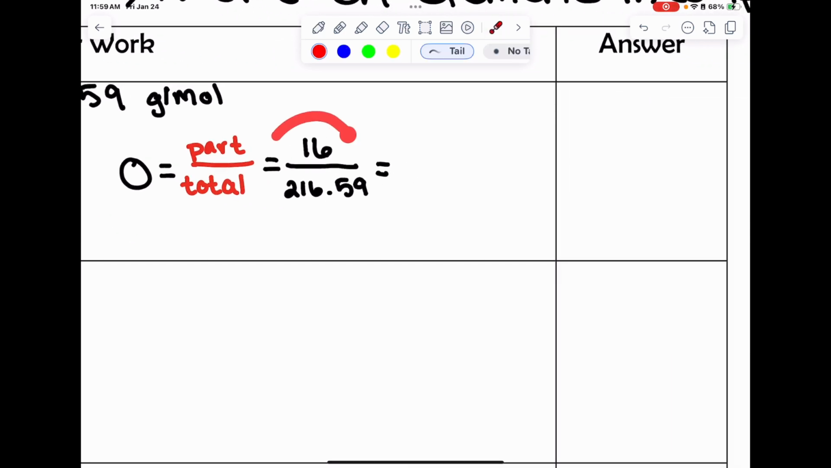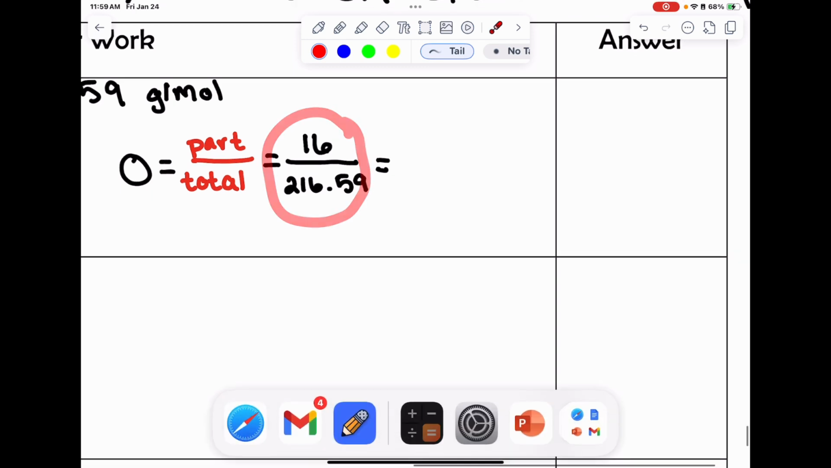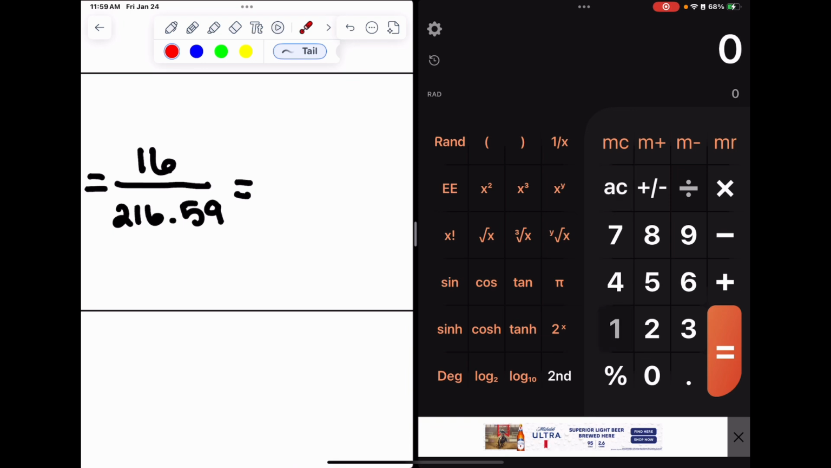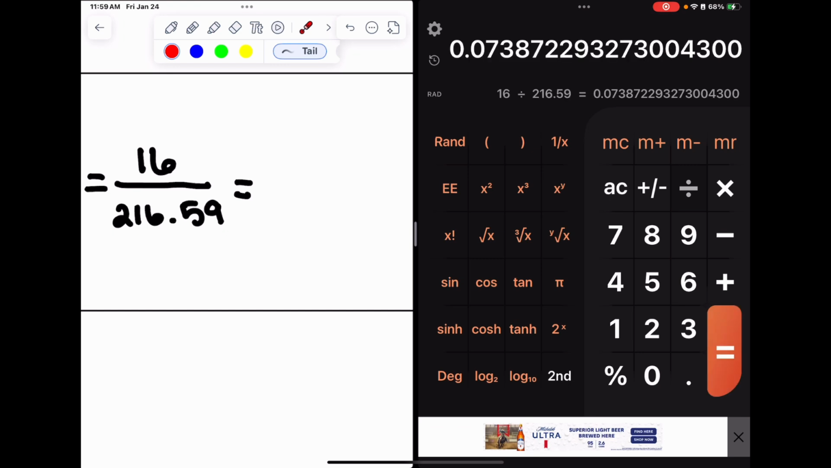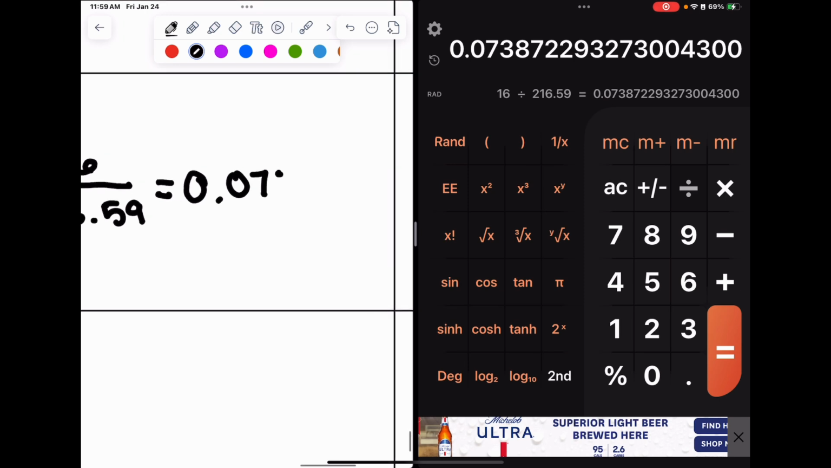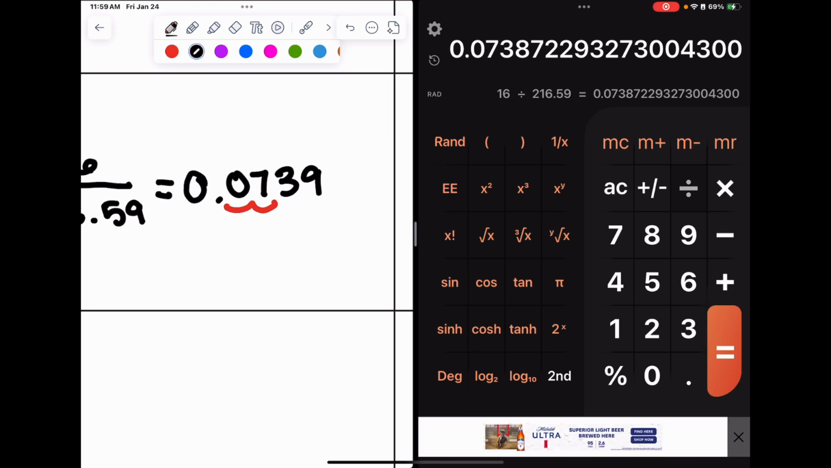Now, when you plug this part into your calculator, again, we're going to get a really long decimal. So clear it out, 16 divided by 216.59, 0.0739. And we have to move our decimal over twice, 1, 2. So it takes up a total of 7.39%.